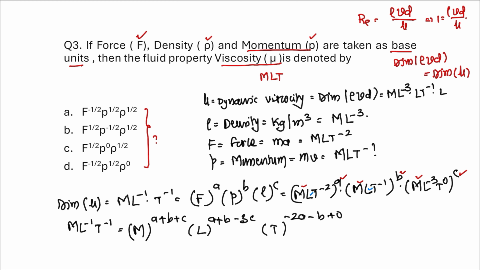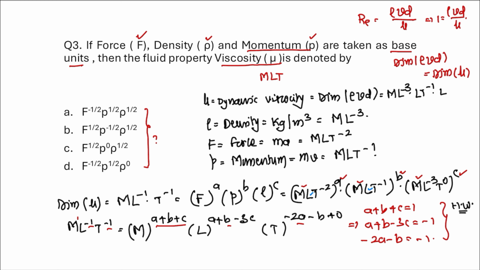When you compare the powers of m, A plus B plus C is equal to 1. When you compare the powers of L, A plus B minus 3C is equal to minus 1. When you compare the powers of T, that is minus 2A minus B is equal to minus 1. These are the three equations, three unknowns. You try to solve them as a homework.